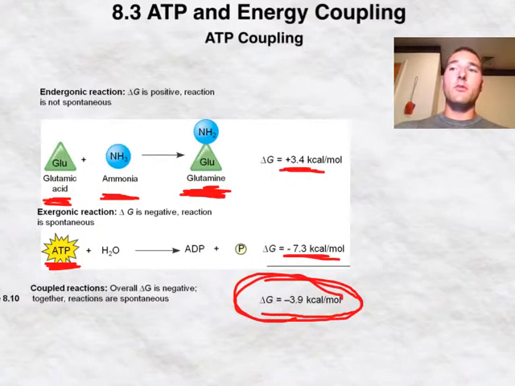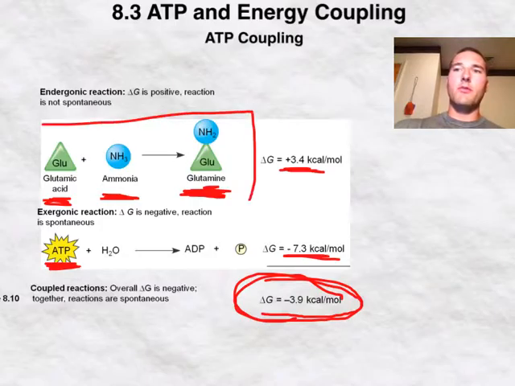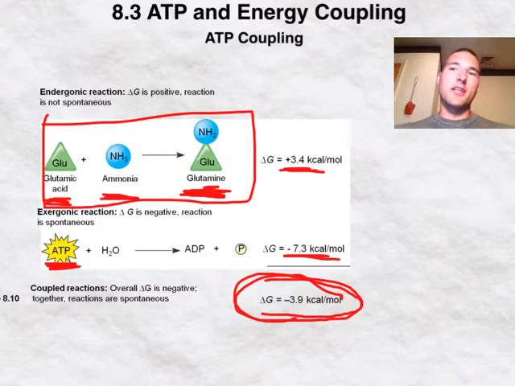If I can do the two of these together, my delta G being negative 3.9 becomes favorable, and so a cell can force a reaction that typically wouldn't happen here. We can force it to happen. We can actually make it favorable if we can couple it to this other reaction, the ATP hydrolysis. Okay, so that is the idea of coupling the two reactions, the ATP coupling.